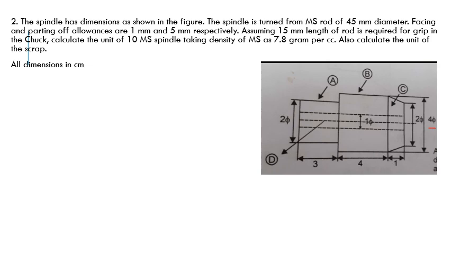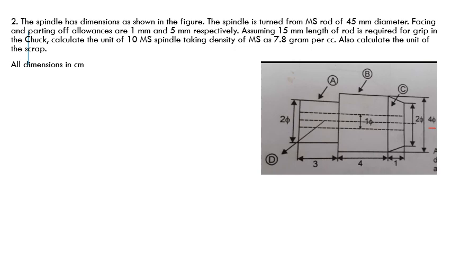So what is the diameter of the raw material? Diameter of the raw material is 45 mm. From a 45 mm rod, I have turned this MS spindle. How many spindles are turned? 10 MS spindles are turned. So some allowances are also given: 1 mm for the facing, 5 mm for parting, and 15 mm is required for gripping in the chuck.